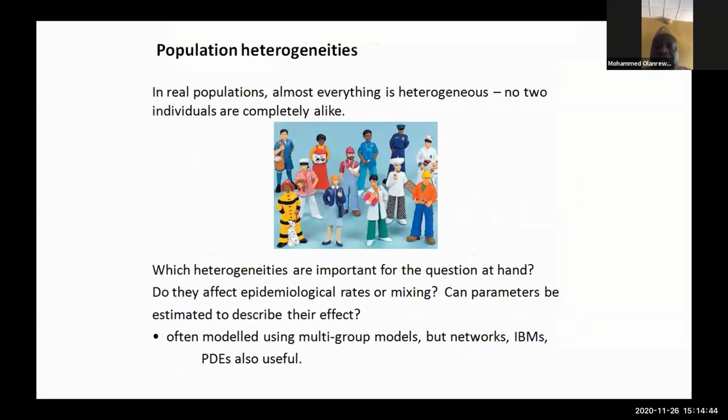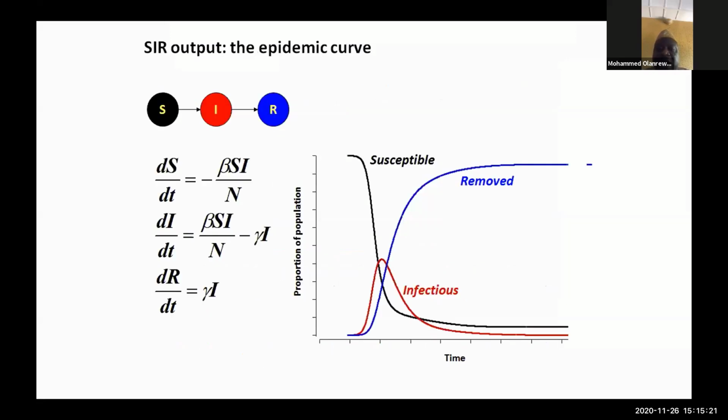Population heterogeneity. In real populations, almost everybody is heterogeneous. No two individuals are completely alike. So it means we have different people with different individual differences. Which heterogeneities are important for the question at hand? Do they affect epidemiological rates or mixing? Can parameters be estimated to describe their effects? Often modeled using multiple group models, but network, IBMs, and PDE partial differential equations are also useful.